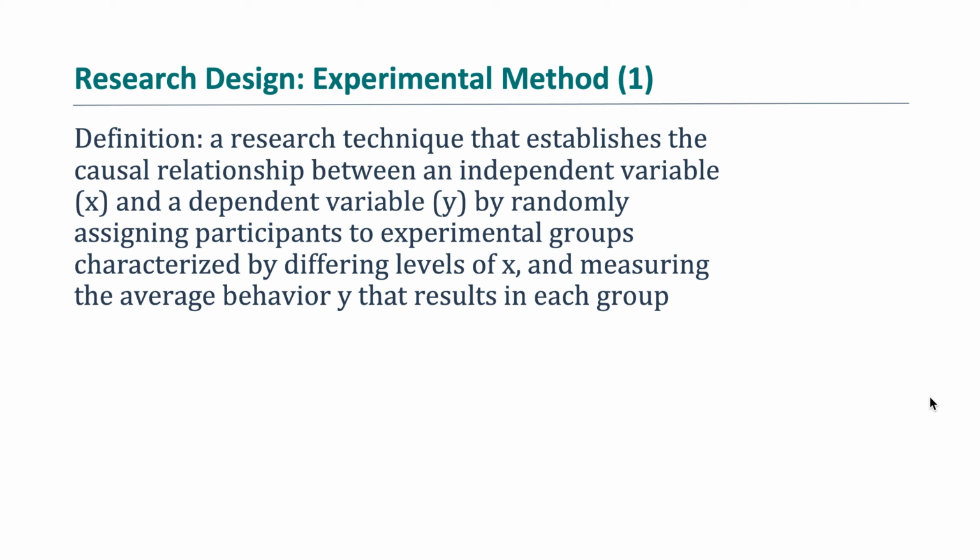So you have to take participants and randomly put them into different types of variable situations in the experimental group, characterized by different levels of the x, which in this case is the independent variable, and by measuring the average behavior of y, the dependent variable, that results in each group.